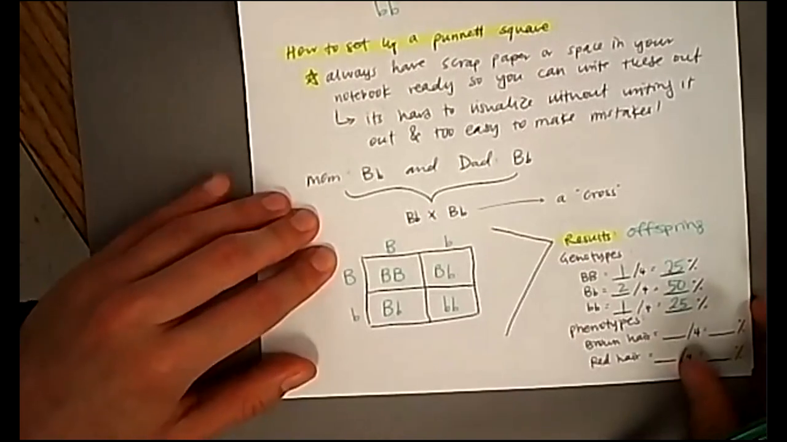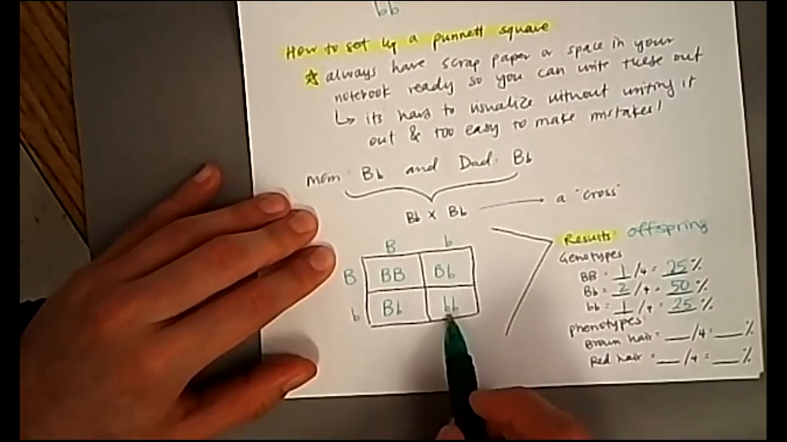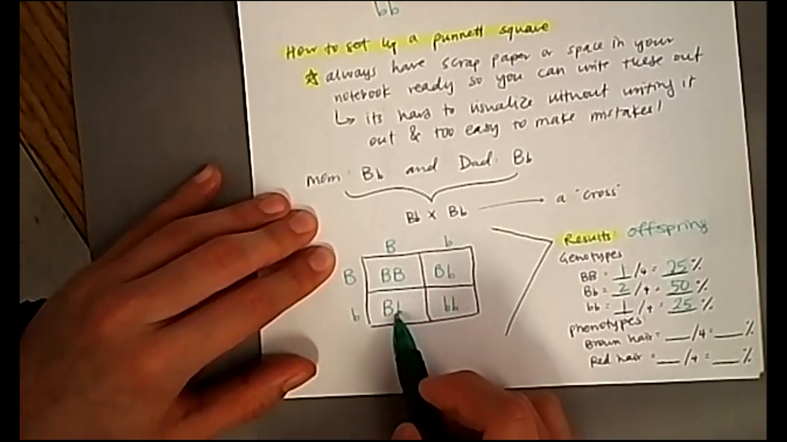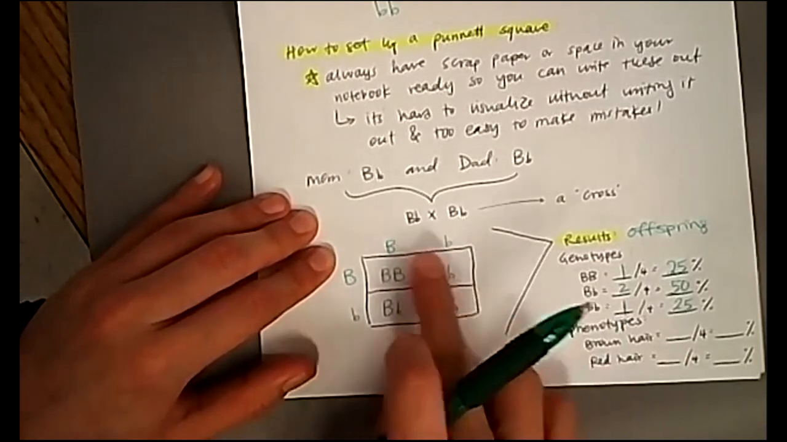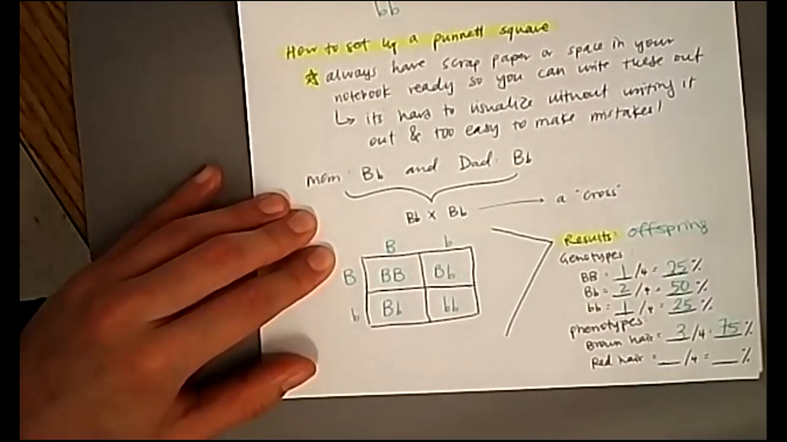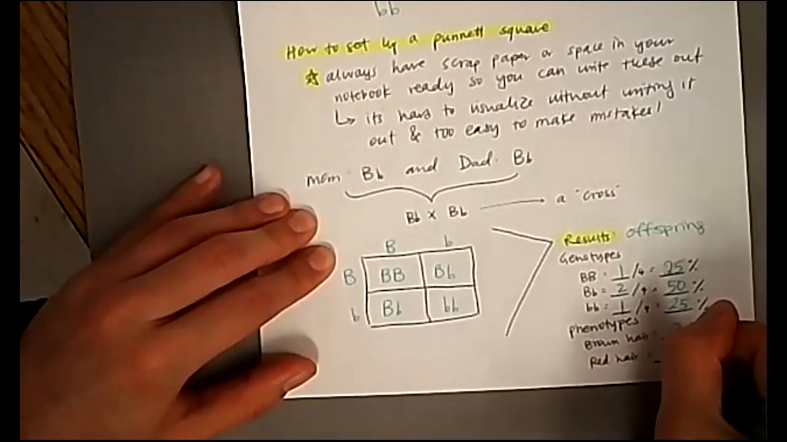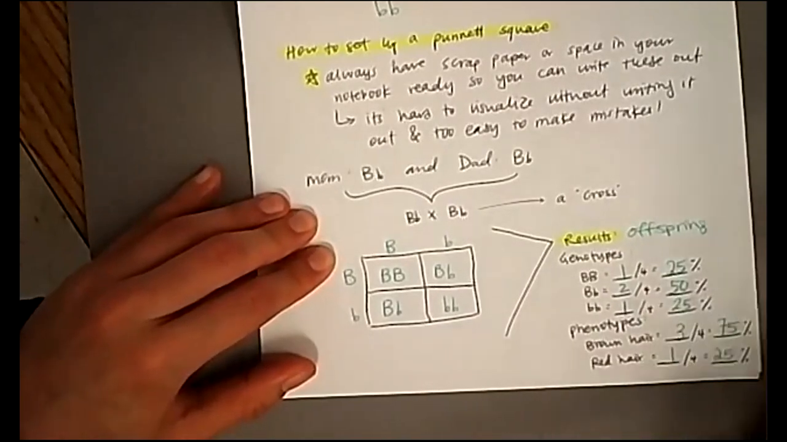Now we want to look at the phenotypes. So if you're looking at phenotypes and it has brown hair, that means it has at least one capital B. Which ones here have one capital B? Well, we see 1, 2, 3, but not this one. So we have 1, 2, 3, 3 out of 4, which is 75%. And which ones would have red hair? Well, that would only be little b, little b, which is 1 out of 4, which is going to be 25%.